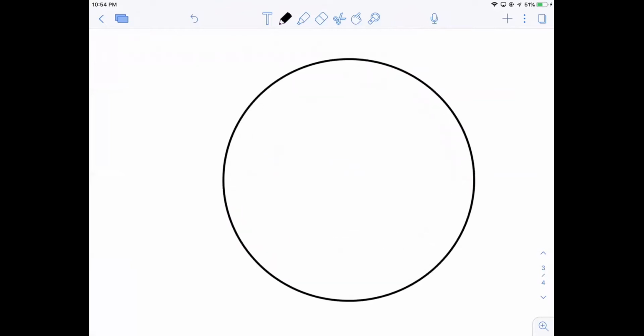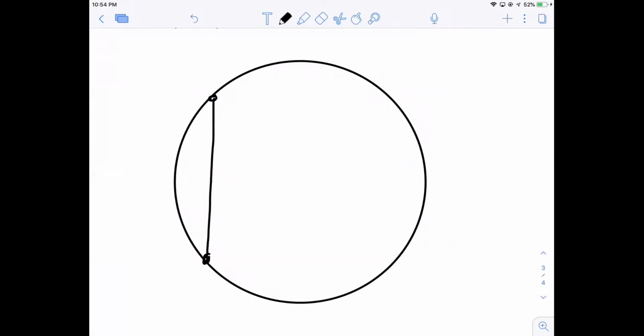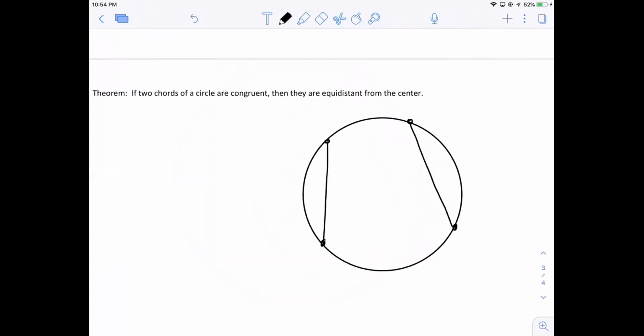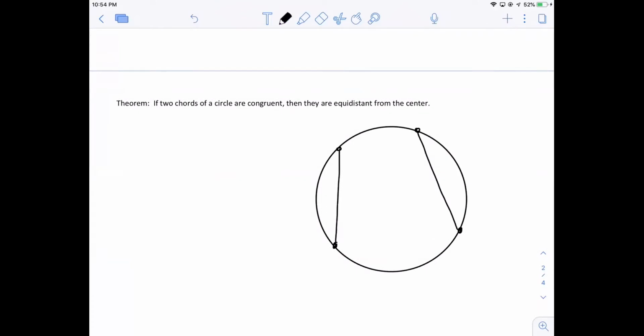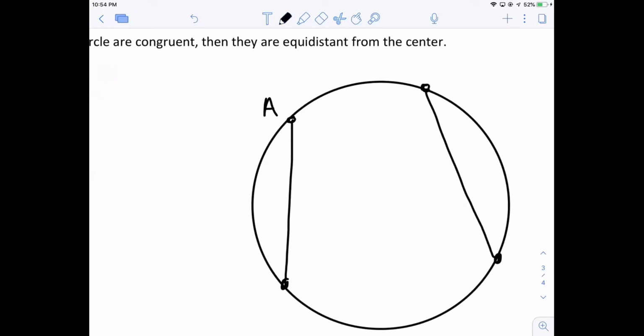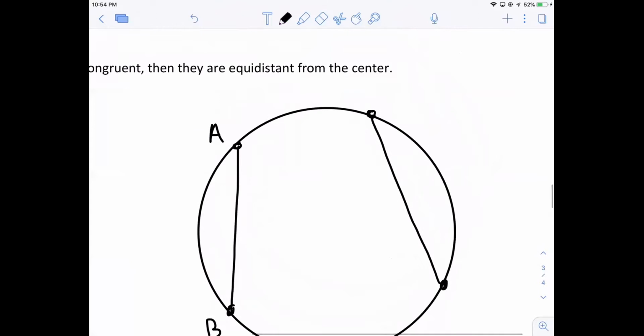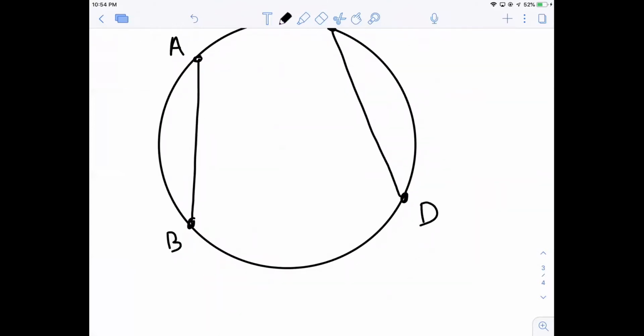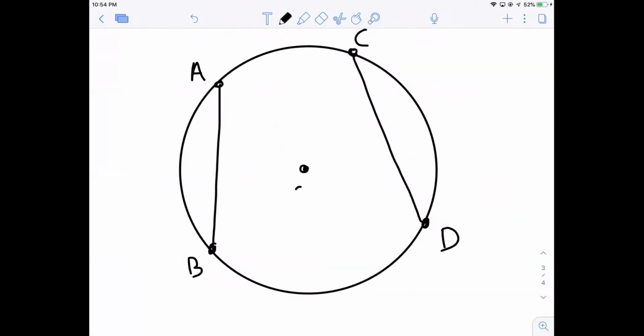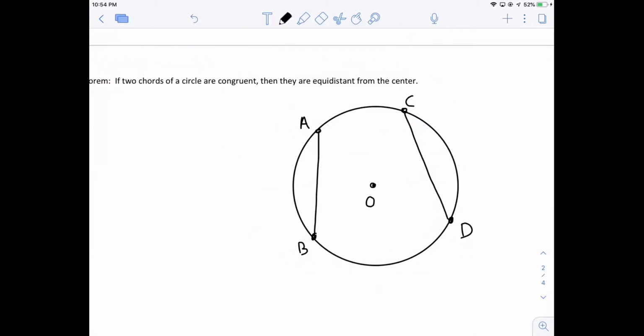All right. So let's start with a circle. And I'm going to draw two chords, which are congruent. And let's all use the same letters. So I'll set this up for you. Those chords don't look congruent, but pretend they are. So if two chords of a circle are congruent, let's say AB and CD, and let's call this circle O, then they are equidistant from the center.